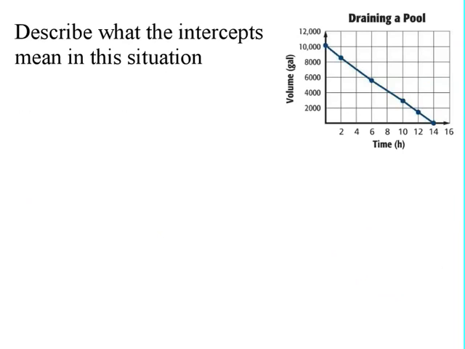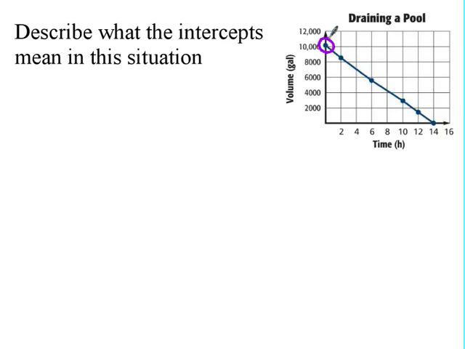Okay, so let's talk about this one. I believe this is our last one. There's the draining in the pool. So this is still the draining in the pool problem. What do you think the intercepts mean in this situation? So here's my y-intercept. What does that mean?